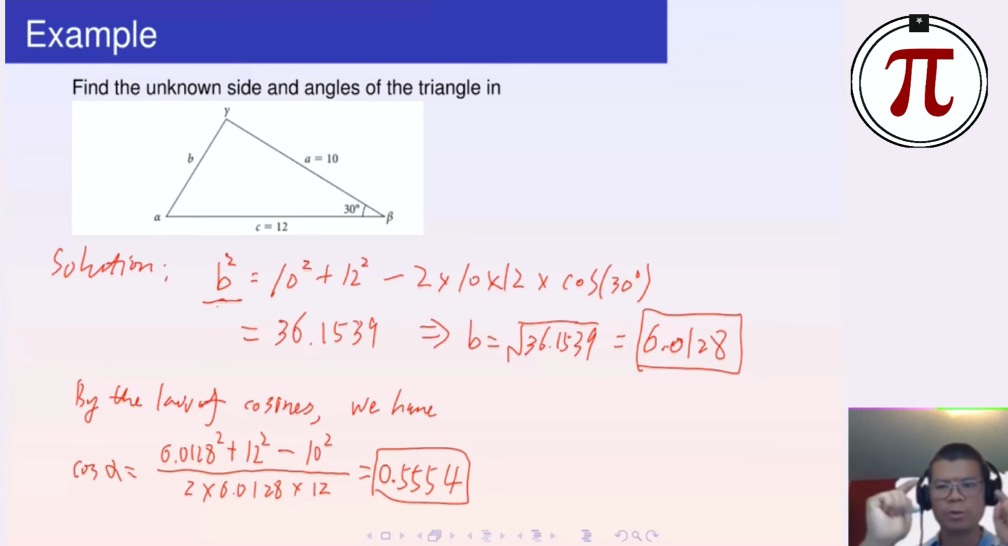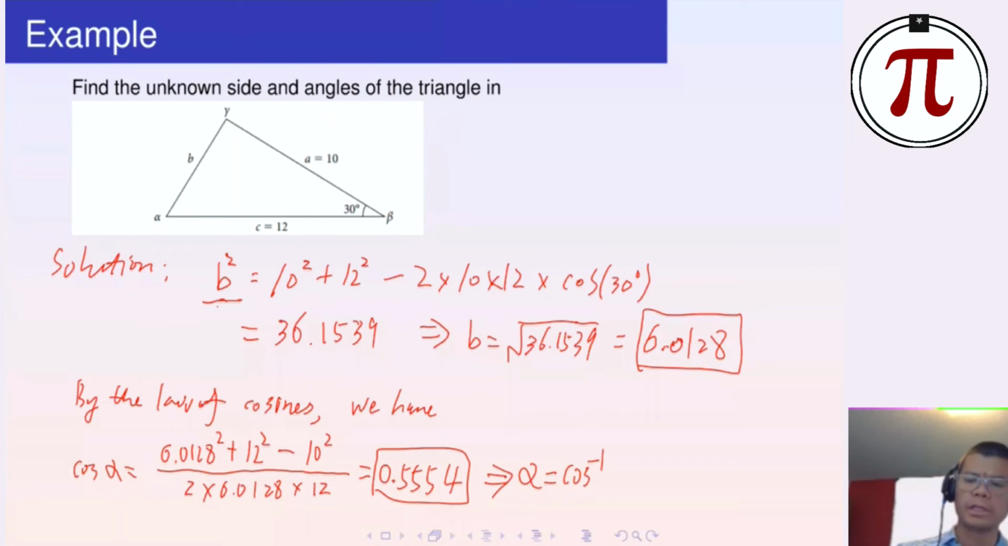Okay, so remember to use the parentheses, all right? Parentheses on top and parentheses on the bottom. So you should have got this value. Now, if cosine alpha equals this one, what is alpha? Cosine inverse, right? Inverse cosine.